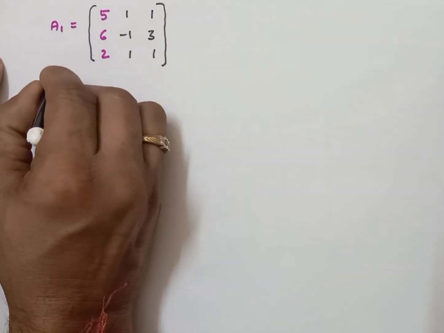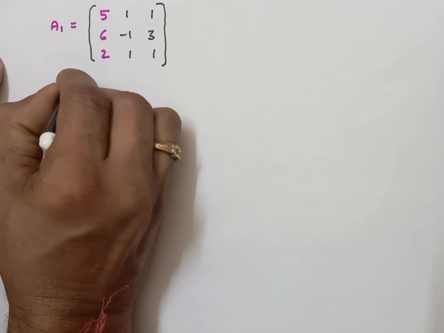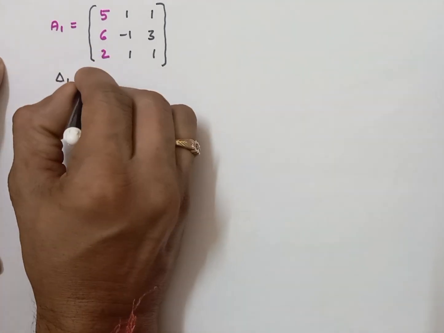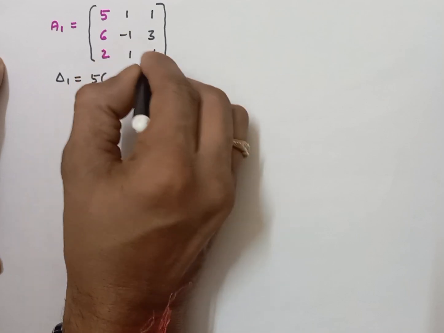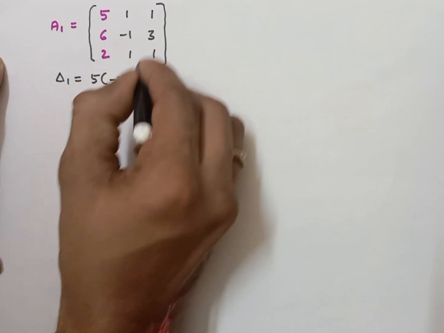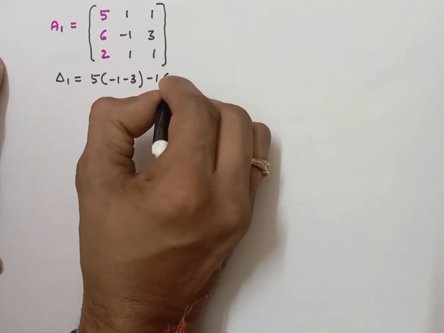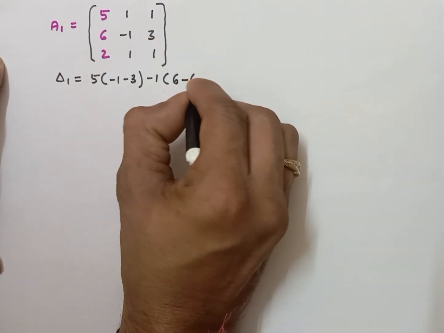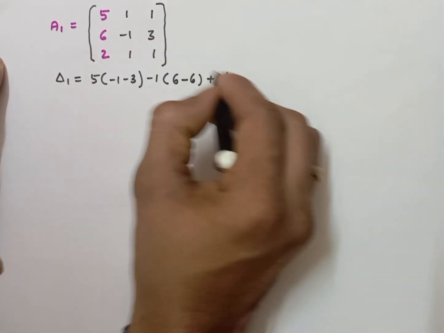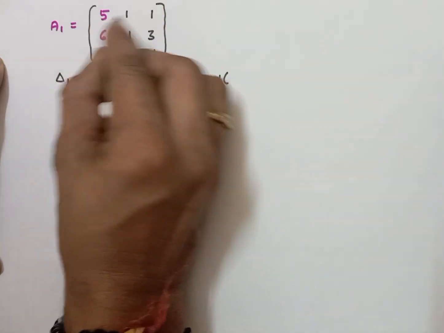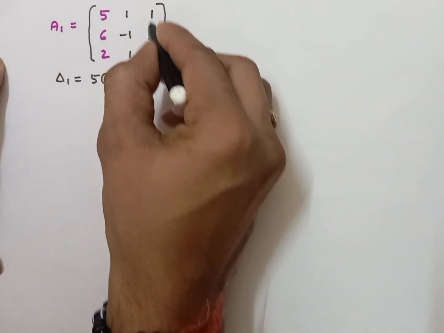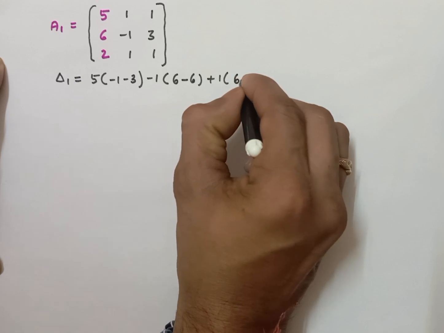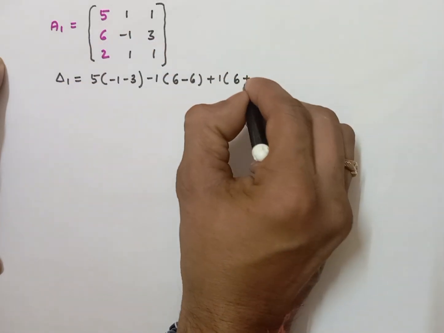How do you find the determinant? Same formula. Now let us take delta 1. Delta 1 is equal to, using the same formula, 5 into minus 1 minus 3, and minus 1 into 6 into 1, 6 minus 3 to the 6 again, and plus 1 into, if you remove the third column and first row, we will get 6 into 1, 6, minus is there, it will become plus.